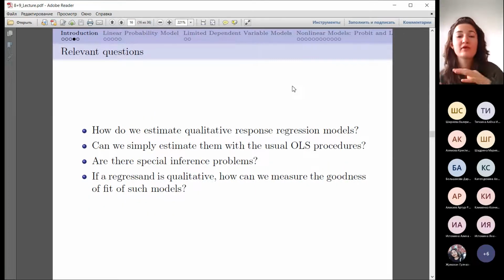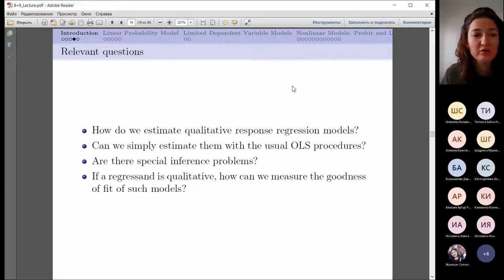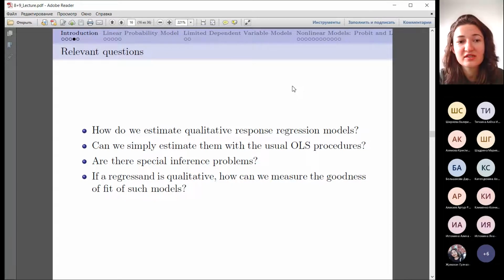Okay, but also we have relevant questions. Okay, this is the difference. Now we talk about the probability, but the next question is, how do we estimate qualitative response regression models? Could we still use the ordinary least squares procedures? Because we talk about these procedures a lot. We learn the assumptions, or we learn how to interpret the results from these models. We've just finalized some common errors. We talk a lot, and during the seminars you have a lot of classes on this topic. So can we simply use the same approach?